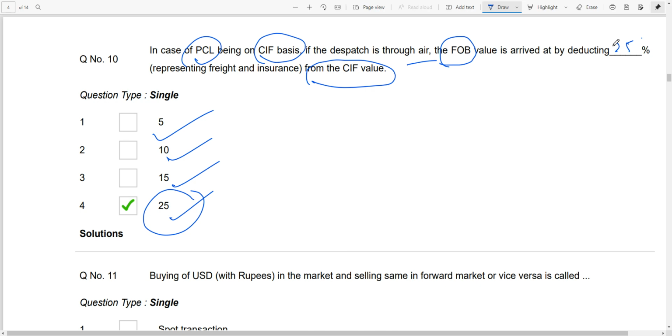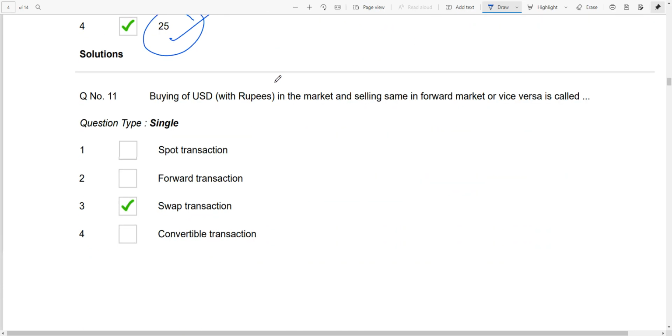25%. In case of PCL being on CIF basis, if the dispatch is through air, FOB value is arrived at by deducting 25% from the CIF value. Okay, fine. Moving to question number 11.